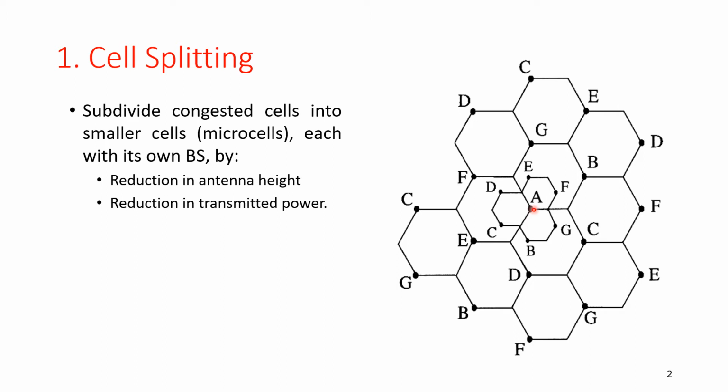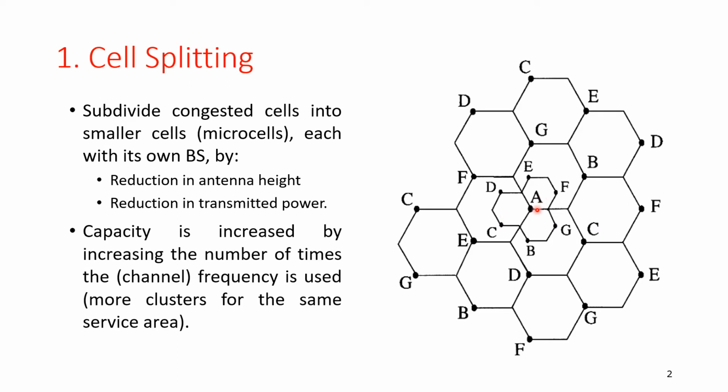Each of them will have a different frequency according to the frequency planning to reduce the interference. Now the capacity is increased because the frequency reuse factor is now improved. Capacity is increased by increasing the number of times the channel frequency is being reused, and more clusters, of course, for the same service area. We have to worry about the interference.